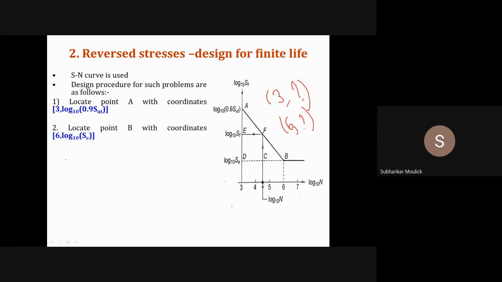Is it clear to all of you? Any doubt so far? No, sir. Okay. So once you have point A and point B, you know that the line between A and B will be a straight line, and from point B the line will be parallel to x-axis. So just draw this graph, A, B, and this straight line parallel to x-axis. I have drawn this graph. Fine. So third step is what? Third step is join AB, which is used as a criteria for failure for finite life problems.